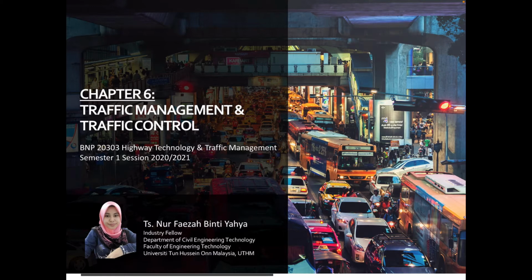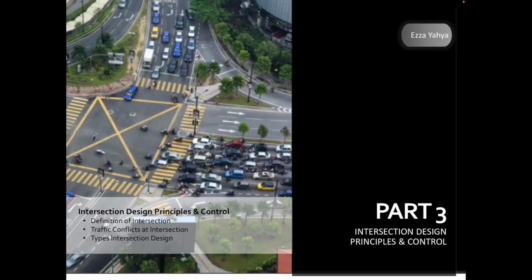Kita punya chapter 6 on the part A. On the part 3 is intersection design principle and control. Will be discussed on the definition of the intersections, traffic conflict at intersection, and the type of the intersection design.